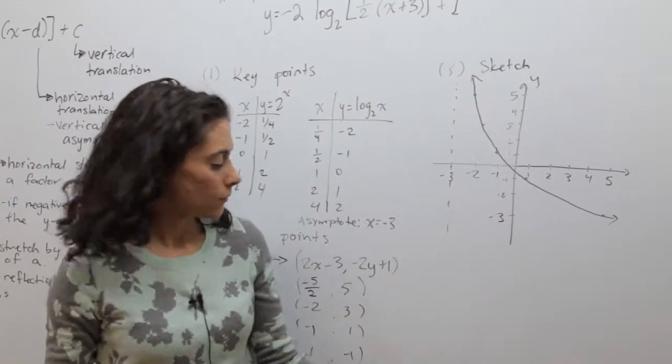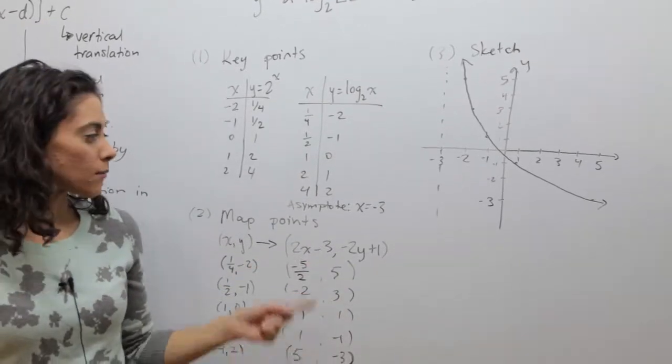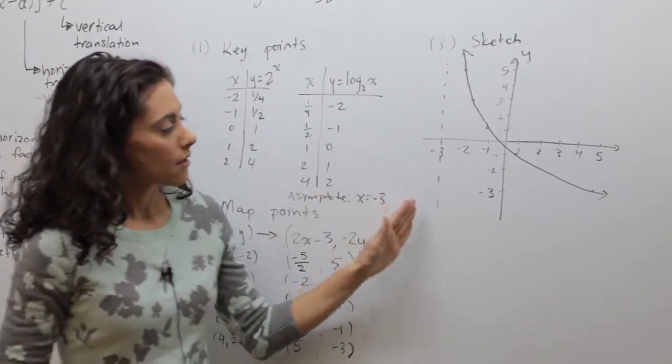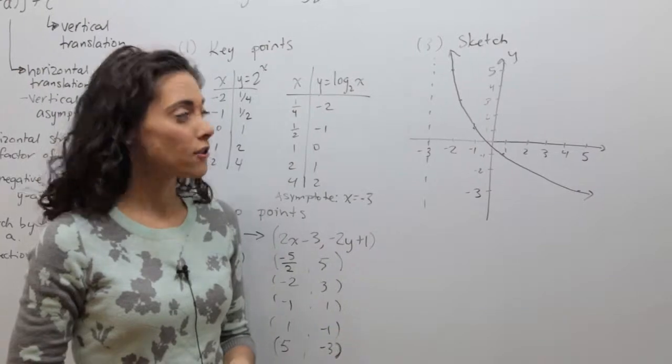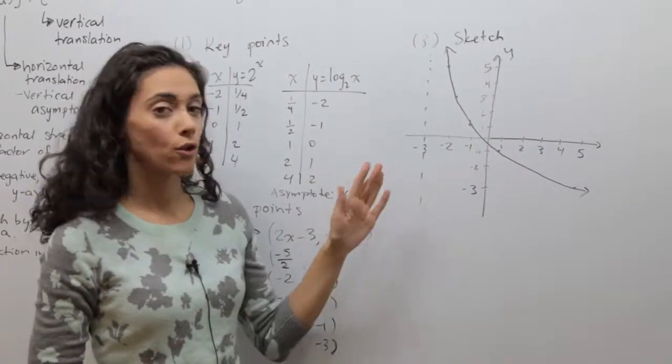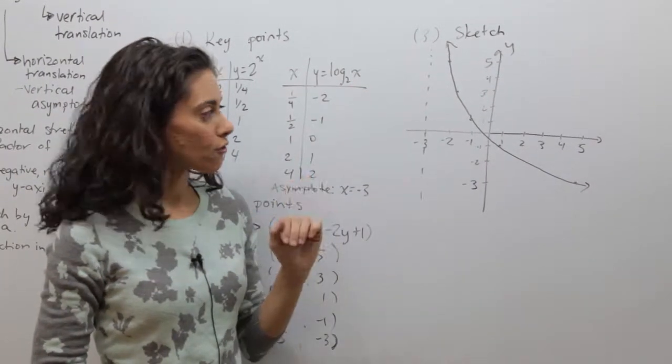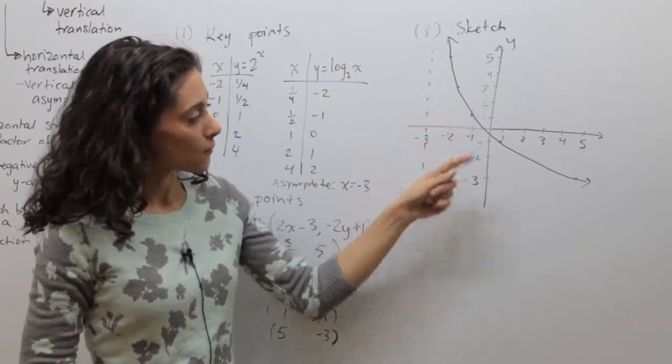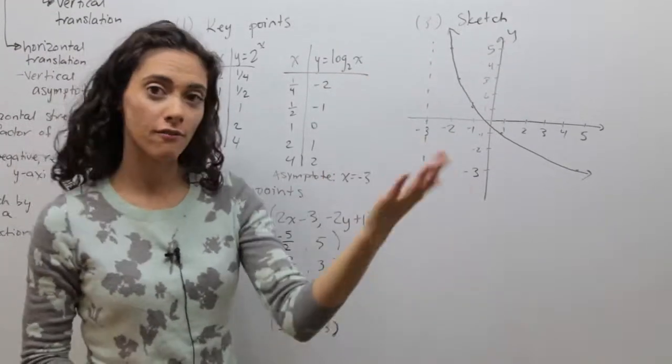Lastly, we're ready to sketch. Once you've got a few good points plus your vertical asymptote, I've plotted a dotted line where my vertical asymptote is. I know that my graph is going to approach that line, but never touch or cross it. There are the nice points I found. Nice smooth curve, and there we have it.